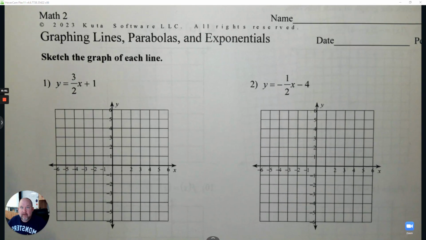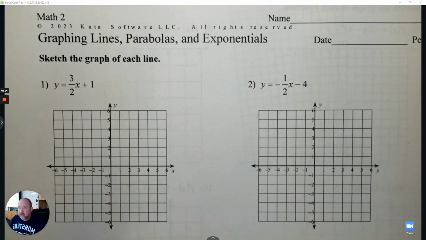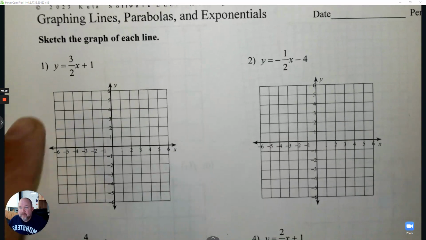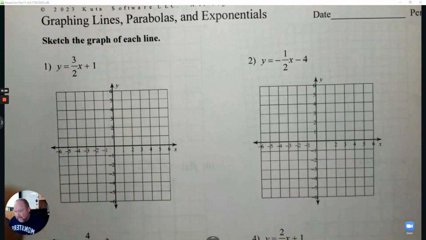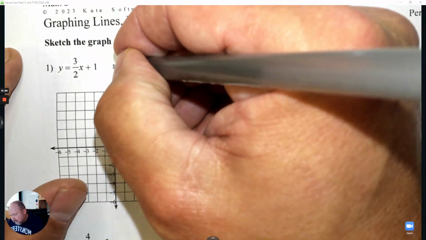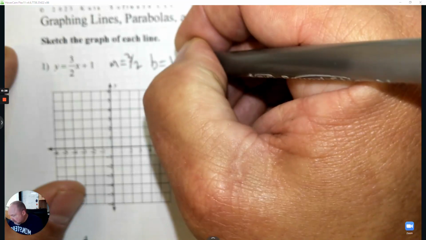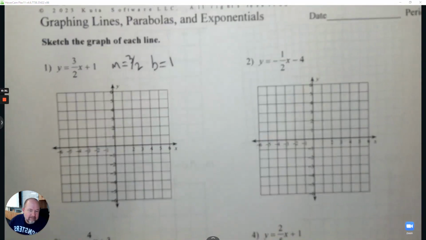All right, so we are graphing lines, parabolas, and exponentials. So there are three big graphs, functions that we need to be able to graph and feel comfortable with in Math 1 and Math 2. And those are the three: lines, parabolas, and exponentials. So this is a line because the exponent on x is 1, and I need to recognize what the slope is. I need to recognize the y-intercept, and then put that on a graph and graph it.